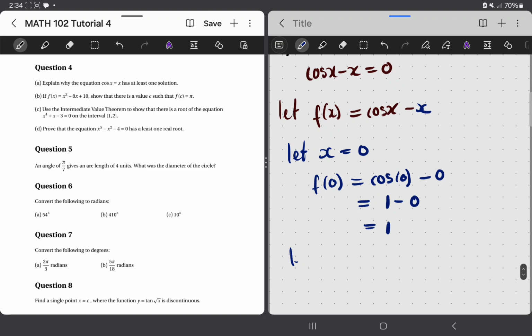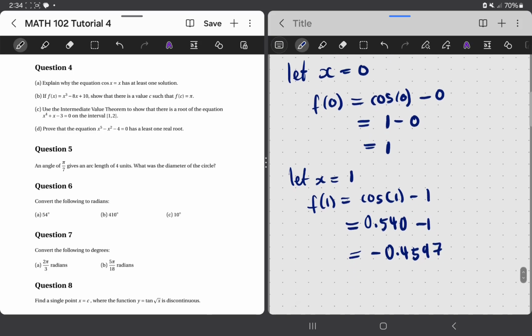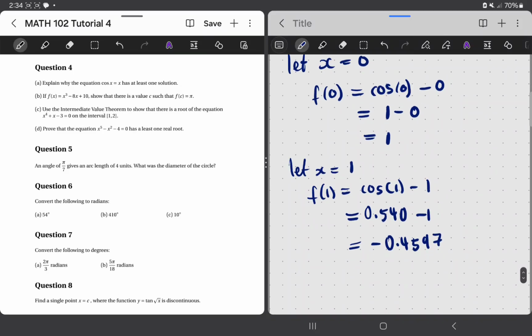Now, let's try 1. Let x be equal to 1, you first try with a pencil, okay? f of 1 is going to be equal to cos 1 minus 1. You get it? Now, what is cos of 1? Cos of 1 is equal to 0.540 and so on, minus 1, which gives us a negative, 0.4596 or 97. We don't really care about the exact value, okay? We've just proved that one is positive, the other one is giving us a negative answer.